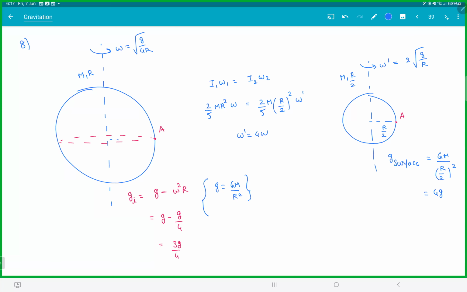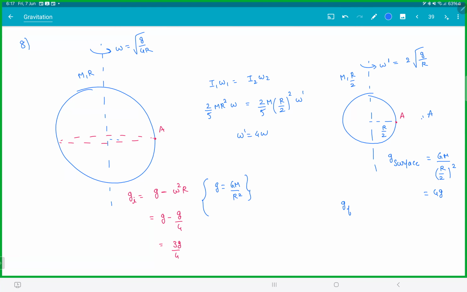Are you getting it? Because the planet shrunk, the point A has come closer. So g on the surface is not g anymore. g on the surface is 4g. I hope you're getting the catch. That was the difference. Initially, A used to be here. Now A is much closer, so gravity is increased. The radius has become half. The g on the surface is 4g.